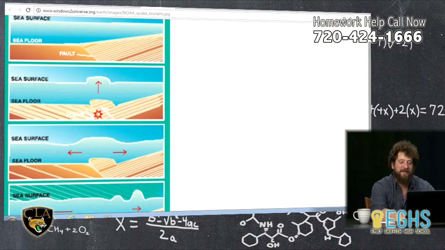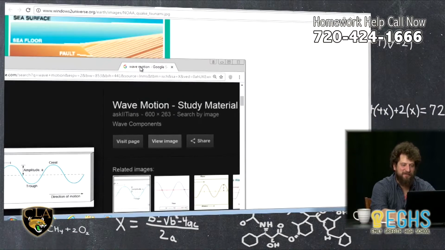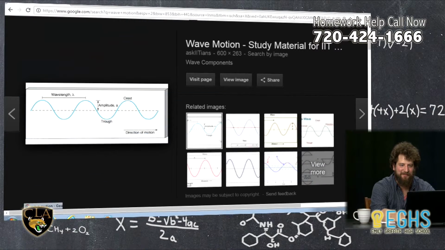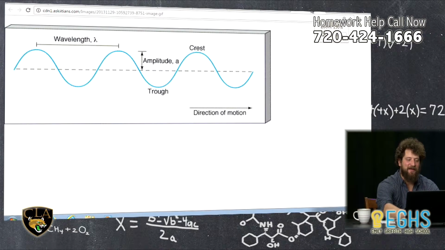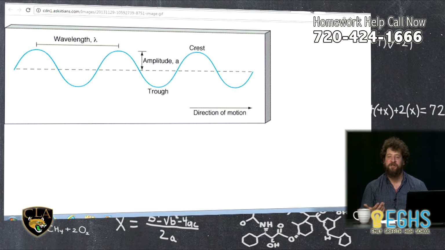But in any case, sorry guys. I just wanted to show you this. This is a standard graphic for wave motion. So you get wave-like energy moving through the water, and you get crests and troughs of waves.